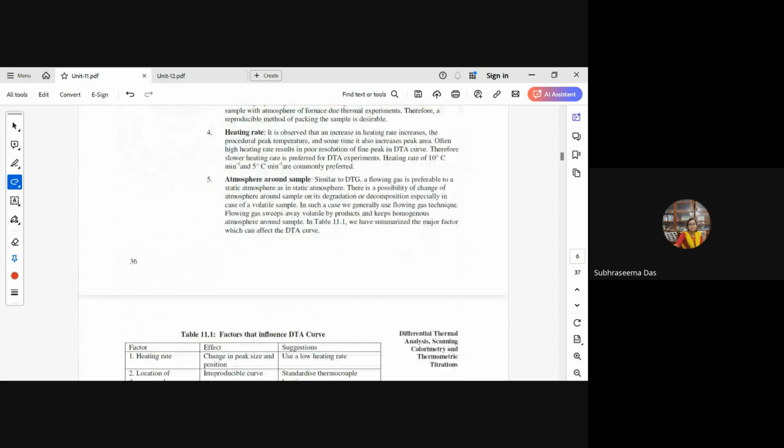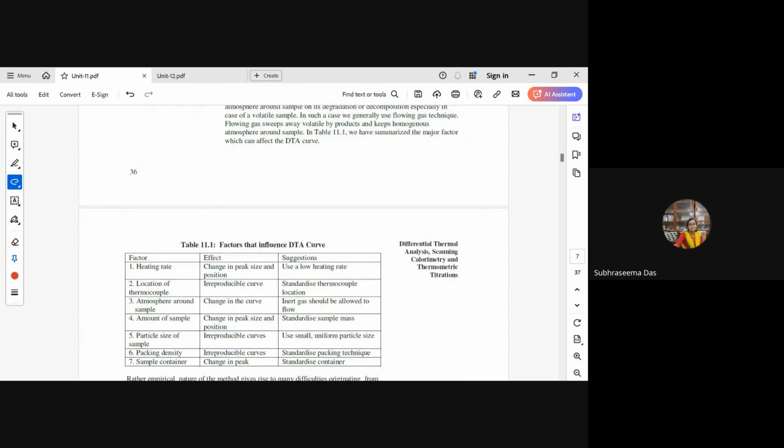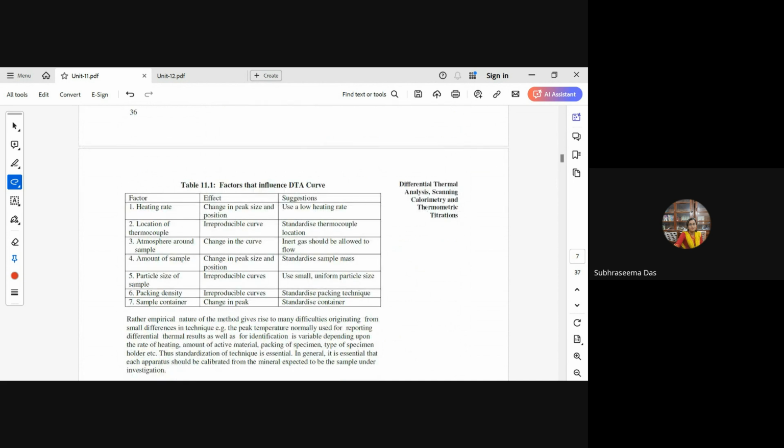Now in table 11.1, the factors that influence DTA curves have been represented and the corresponding suggestions have been made to rectify those shortcomings. For example, the heating rate influences the peak shape and position, and it is suggested to use a low heating rate.